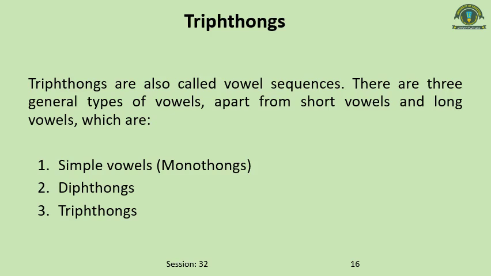Monophthong, 1 sound. Diphthongs, 2 sounds, 2 vowel sounds together. Triphthongs, 3 vowel sounds together. That is the simple answer.